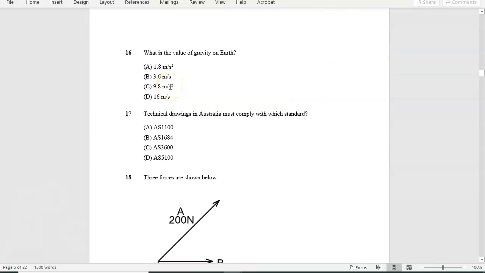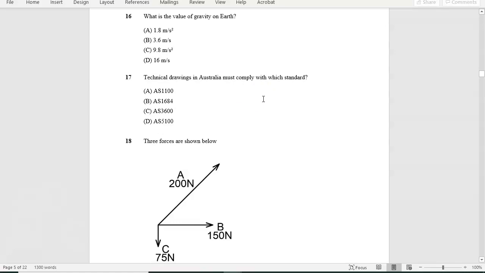What is the value of gravity on Earth? 9.8. Right, 9.806, something like that. But in engineering, we're allowed to use 10. But Alicia Keys, she knows I keep on falling at 9.8 meters per second squared. I said point really funny there, but anyway.